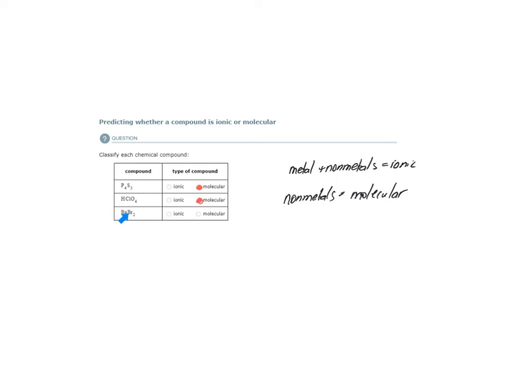Here we have BaBr2, barium bromide. Barium is a metal, a group 2A metal. Bromine is a nonmetal. So when we have metal and nonmetal atoms, we consider that compound to be an ionic compound.